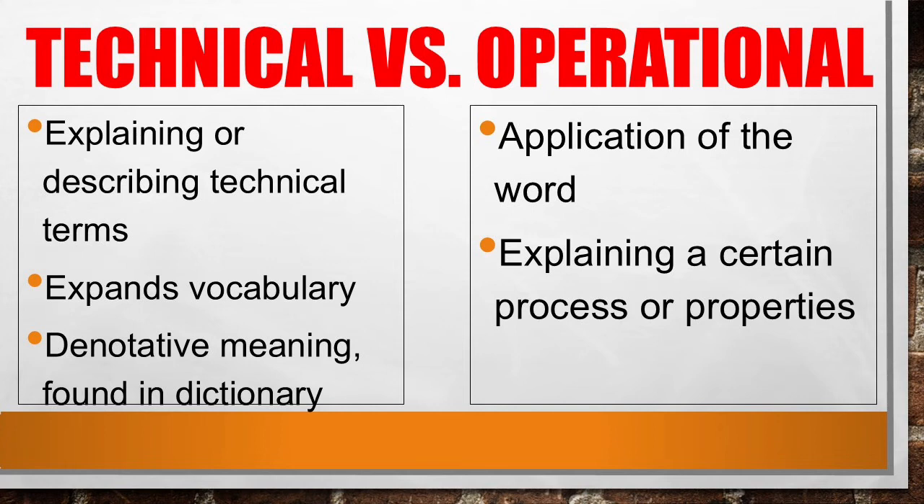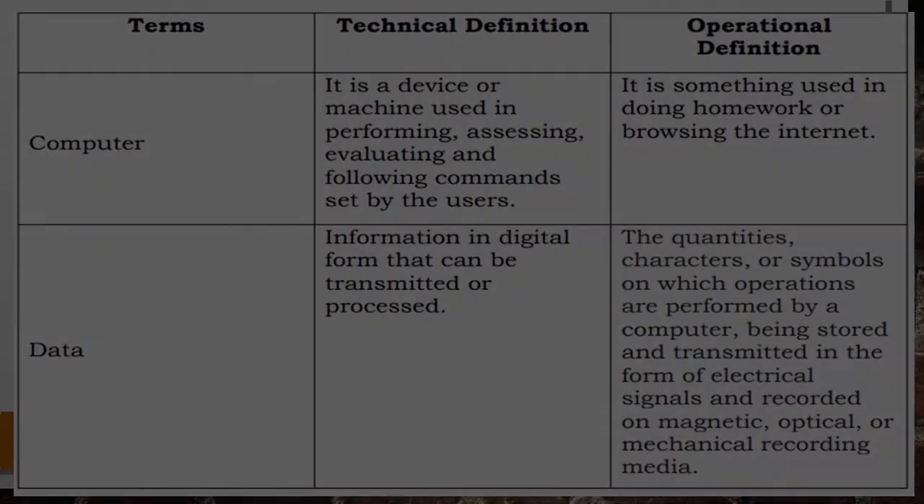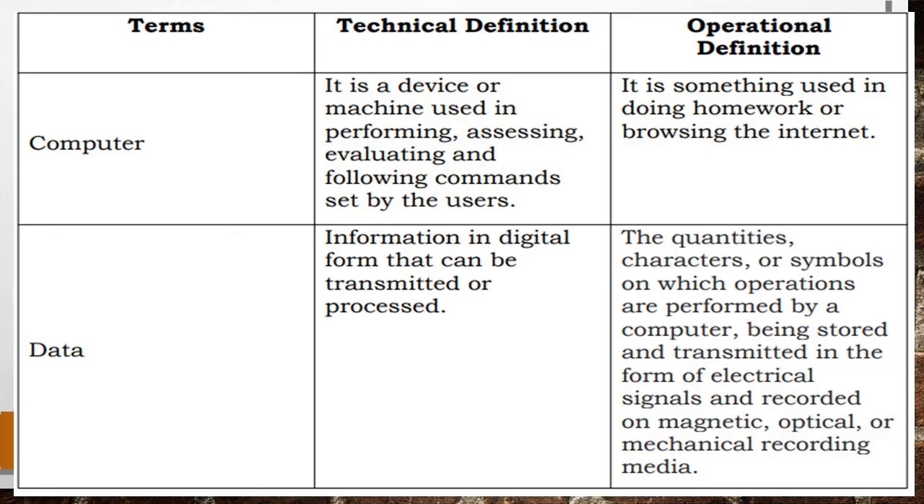Or on the other hand, it is more on the application of the word. For example, these may include the various attempts to define or explain a certain process and its properties, including but not limited to the characteristic of the event itself. So let's have an example for each. For the first one, the term is computer.